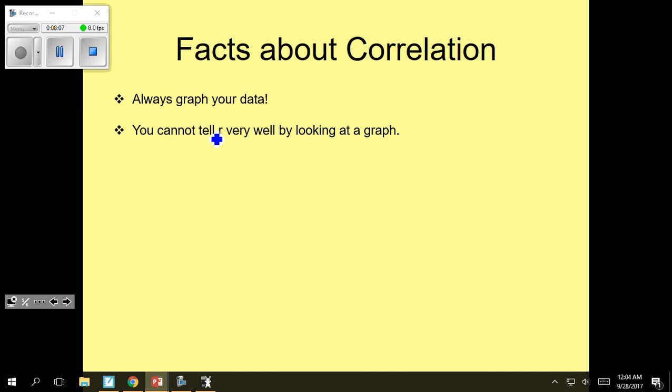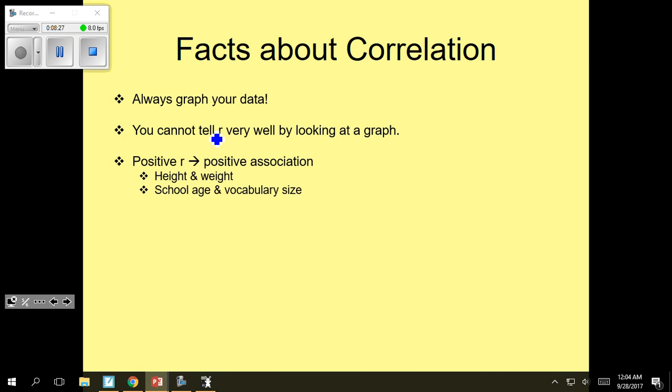Second thing, you can't tell R very well by looking at a graph. Again, R is correlation, and our eyes don't do a great job of differentiating and discerning exactly what R would be or how strong it is. So that's why we use a formula. A good example is those first 2 graphs that I showed you at the beginning of the video.